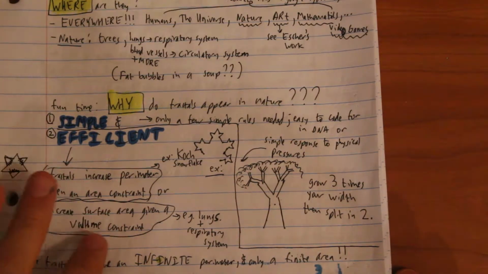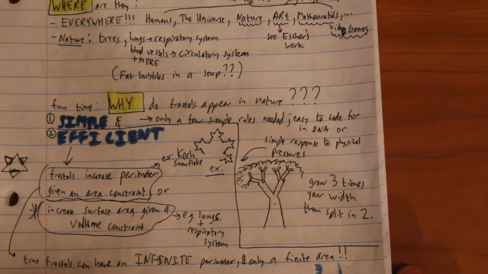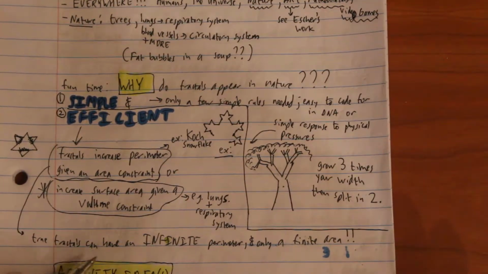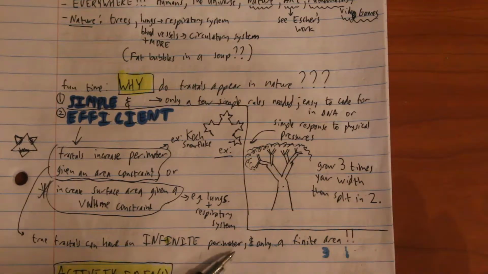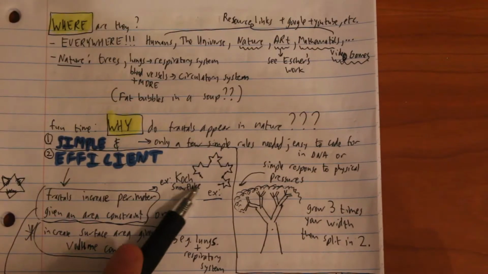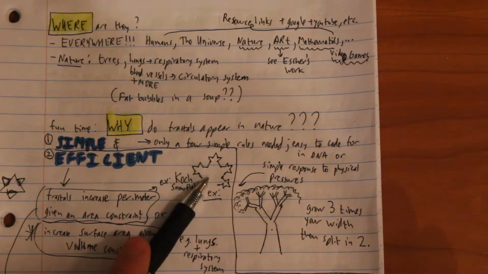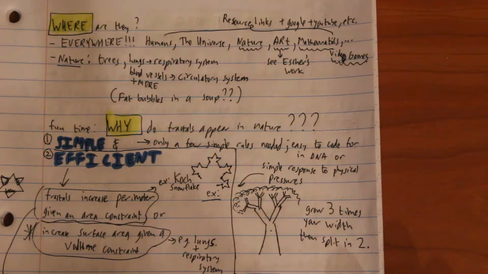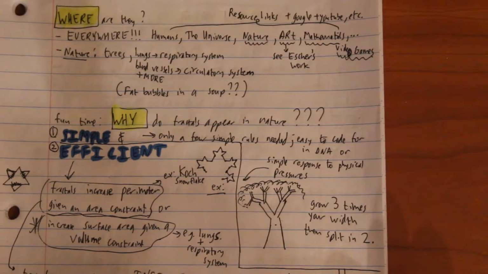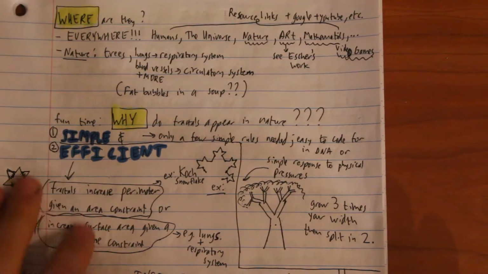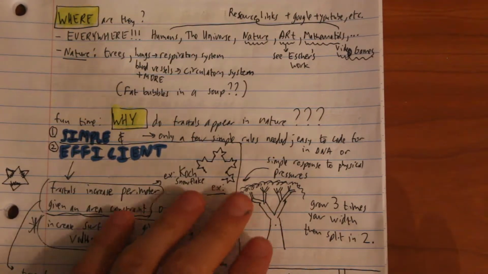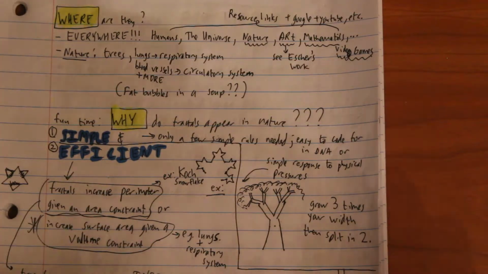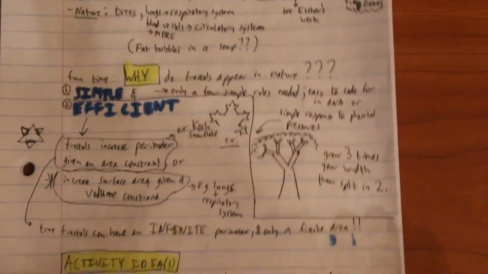Hopefully this gave you an insight. And by the way, true fractals can have an infinite perimeter and only a finite area, as the Koch snowflake demonstrates, or as you can convince yourself if you look at other shapes. All right, so like I said, please explore more on these. Hopefully this starts you thinking about why circulatory and respiratory systems have fractal shapes.